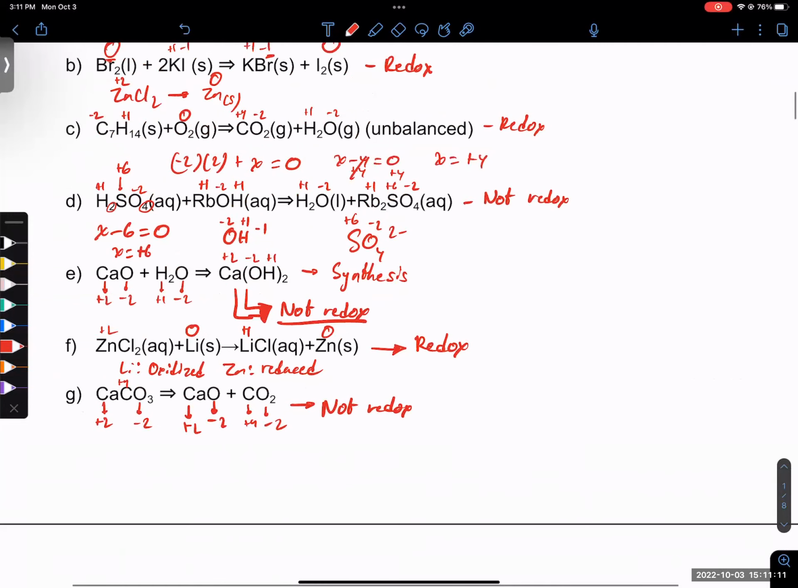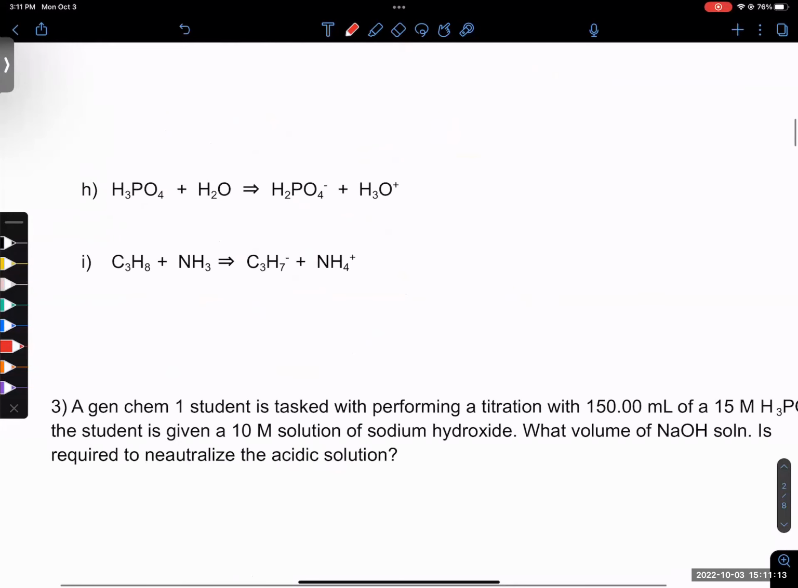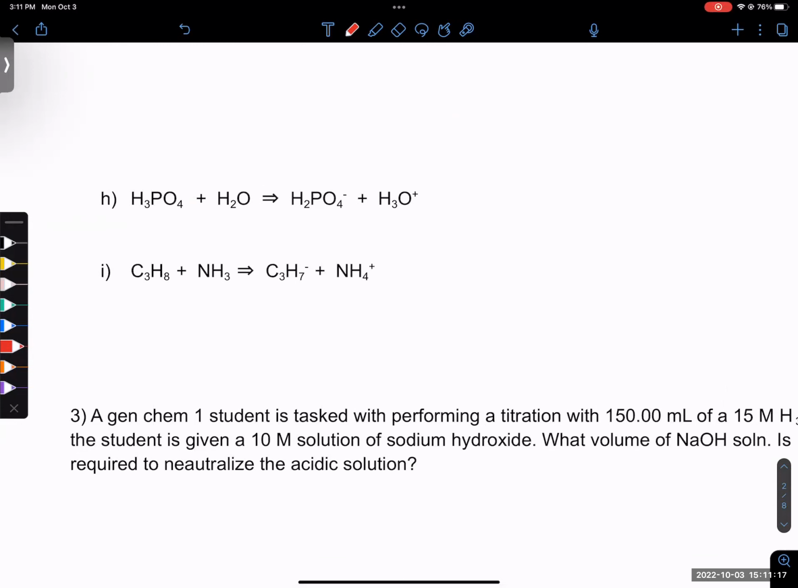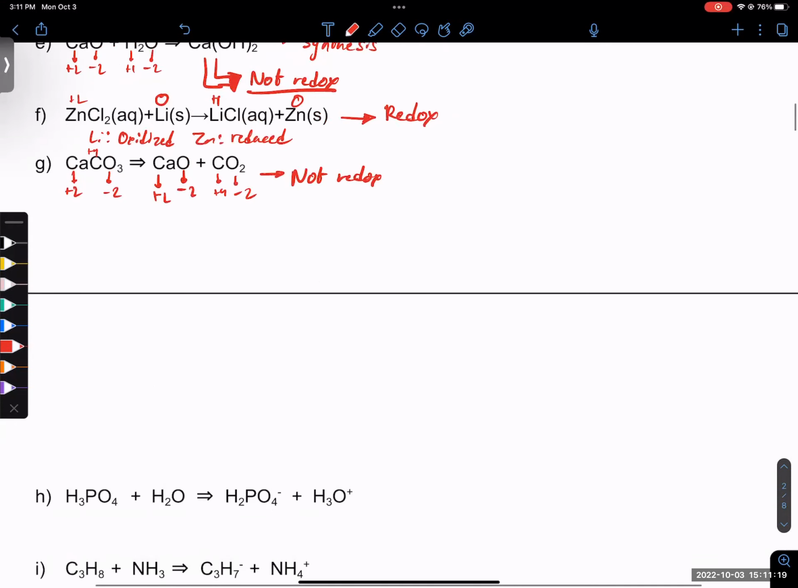And y'all can do H and I on your own, but we'll try to get through some more problems. I have a question. So every time, the first step is to put the oxidation number. Yeah, whenever you're determining if your reaction is redox or not, it's always assign the oxidation numbers first. And then check whether you see a change in your oxidation. If something's changing, then it's a redox reaction, otherwise it isn't.